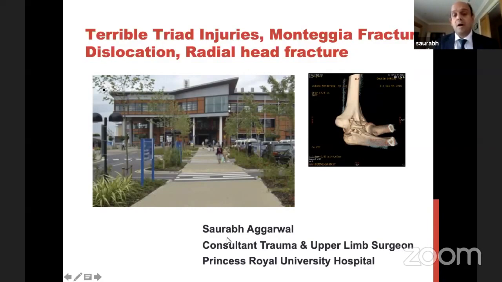So, I'm Aggarwal. I'm a trauma and upper limb surgeon at Princess Royal Hospital, London. The talk today is terrible triad injuries, Monteggia fractures of the elbow. We're going to touch a bit upon radial head fractures as part of terrible triad. And as Dr. Hitesh said, these are the current concepts. This is all evidence-based, the latest way of managing these injuries.